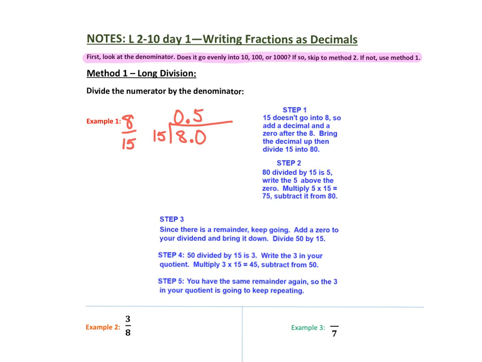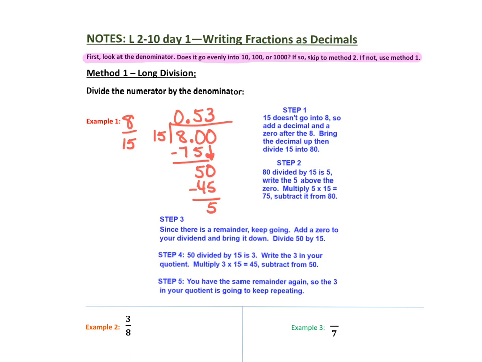That's our divide step. Multiply: 5 times 15 is 75. Subtract: 80 minus 75 is 5. Check. That is less than what we're dividing by. Now we're going to add another 0 after ours because we have a remainder. We can't have a remainder with a decimal, so we have to keep going. Bring the 0 down. 15 into 50 goes 3 times. Multiply. 3 times 15 is 45. Subtract, 5 remainder.